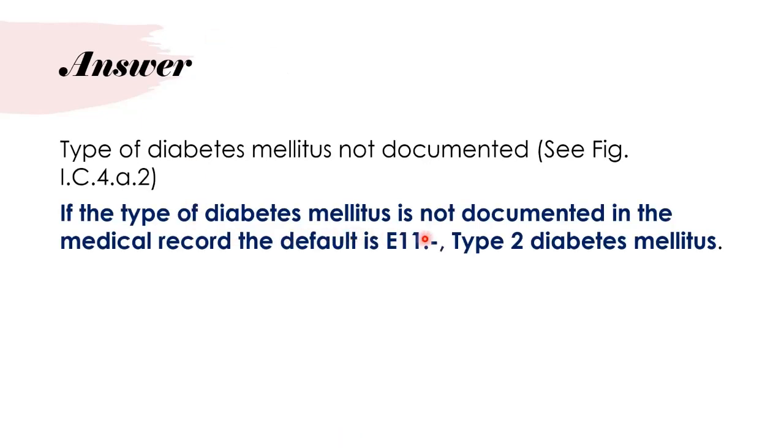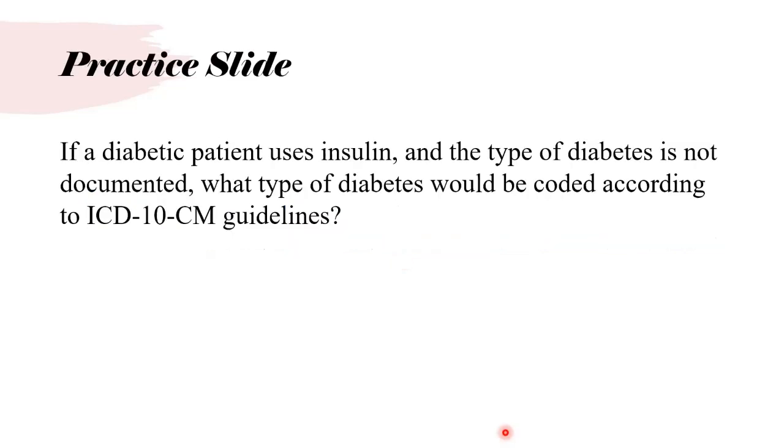So if the type of diabetes is not documented in the medical record, the default is E11 for type 2. So if they did not document it, you code E11. Practice slide. If a diabetic patient uses insulin and the type of diabetes is not documented, what type of diabetes would be coded according to ICD-10-CM guidelines?